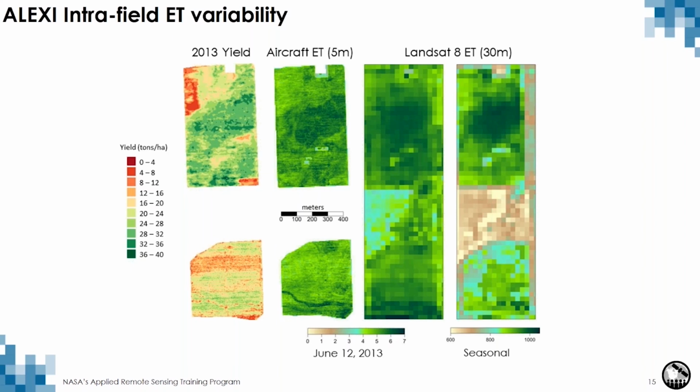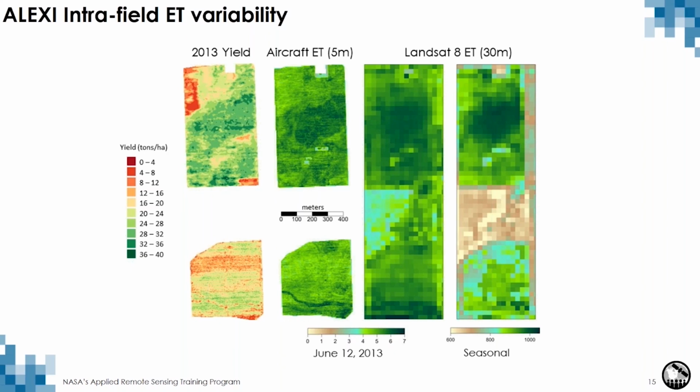What you see here on the left is essentially the yield, and as you see over the field, there was a large variability in actual yield. Some areas had much higher yield than other areas. And we were able to start to see that with both the Landsat ET at 30 meters and this aircraft data, that water use can significantly vary over a field.